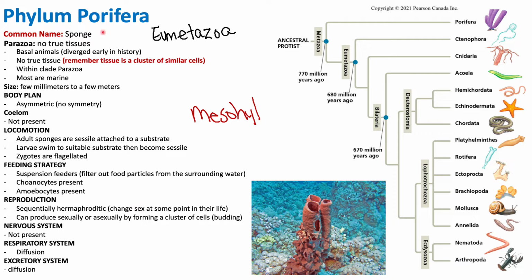So everything on this page is very important to understand about Porifera. What's really important to know is that it is the basal taxon. It is the first to diverge. It is asymmetrical. It has no true tissues. It's referred to as a Parazoan because it has no true tissues. And we should understand that it has no coelom, the locomotion, reproductive strategies, feeding strategy, and the various systems.